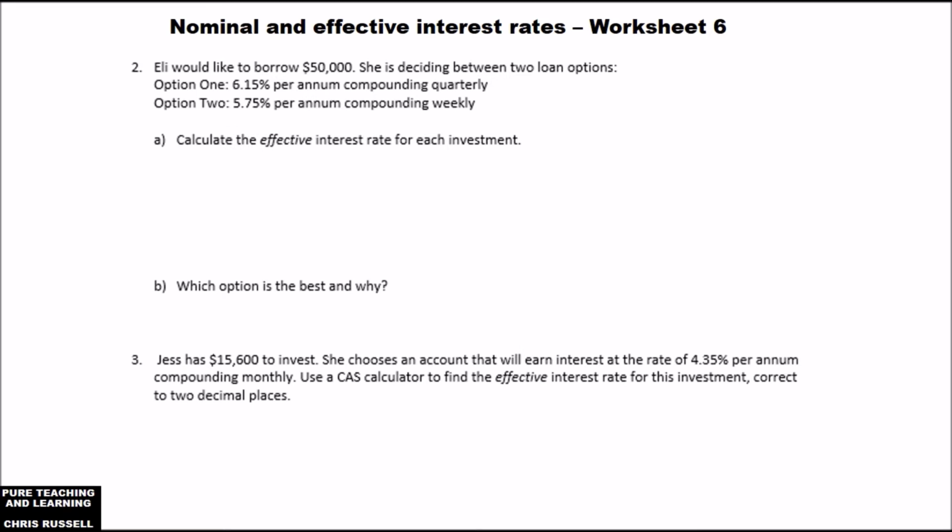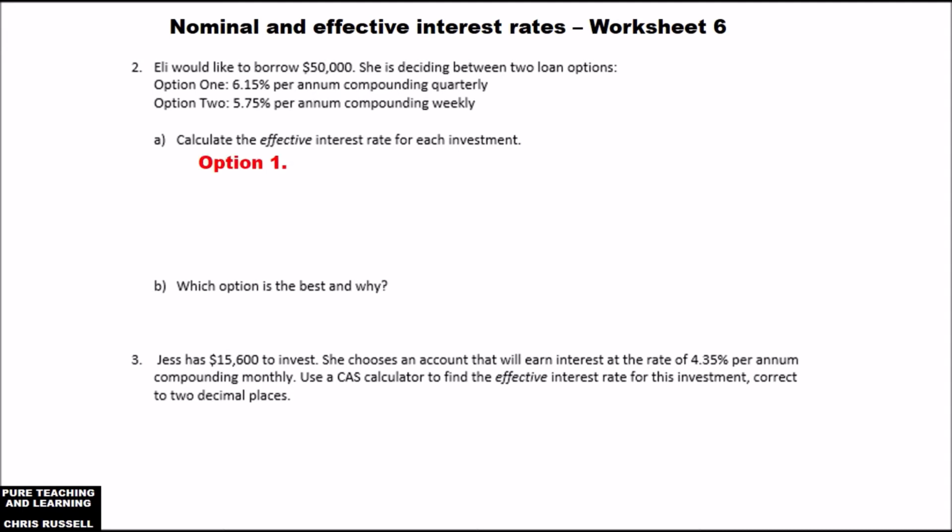Question 2. Eli would like to borrow $50,000. She's deciding between 2 loan options. Option 1, 6.15% per annum compounding quarterly. Option 2, 5.75% per annum compounding weekly. Calculate the effective interest rate for each investment.